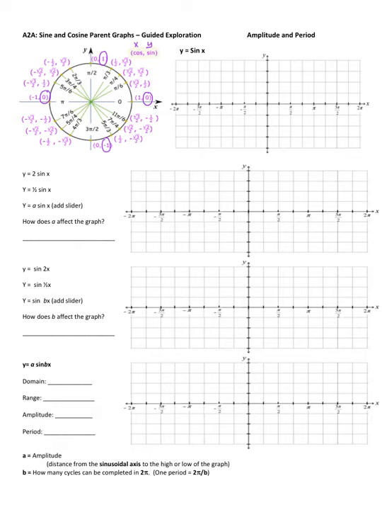So I notice at 0 radians, sine is 0, so that puts us right here at the origin. Then at pi over 2, my sine value is 1.